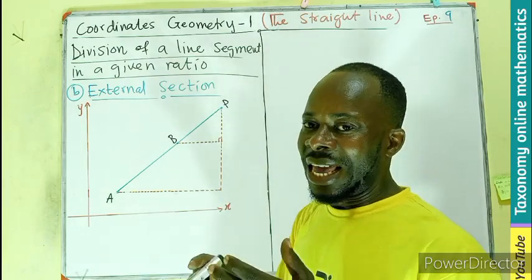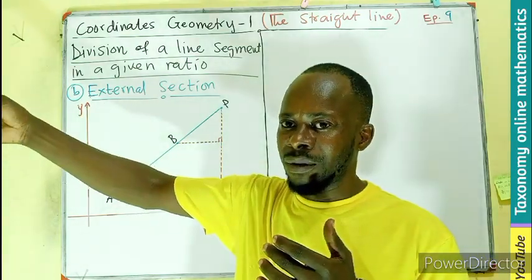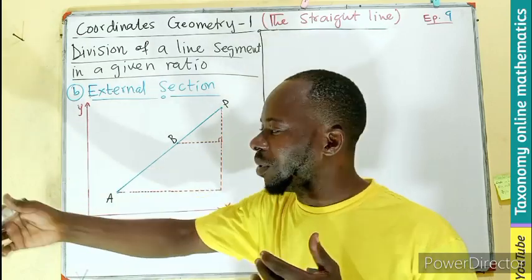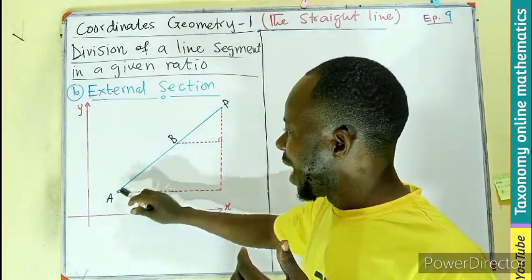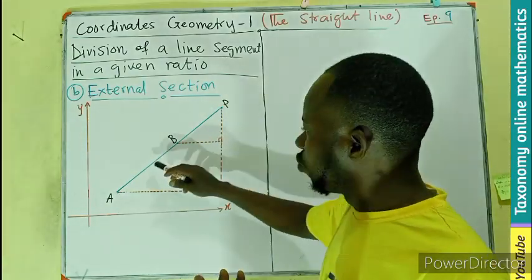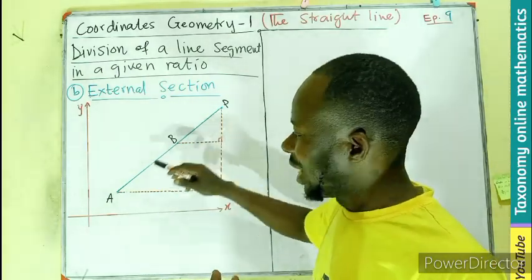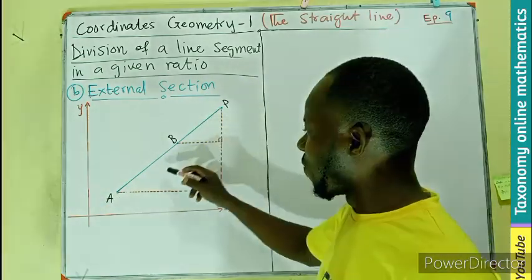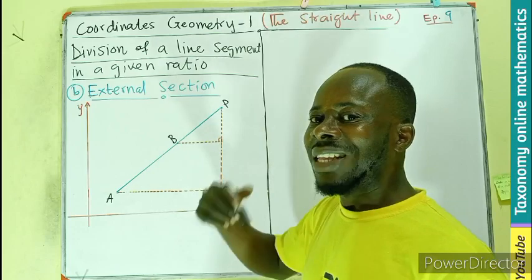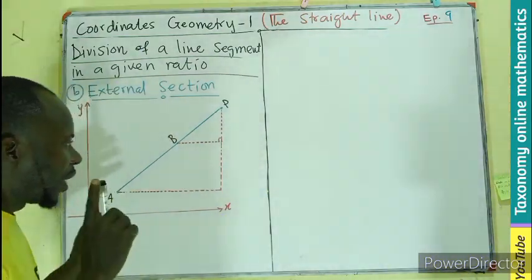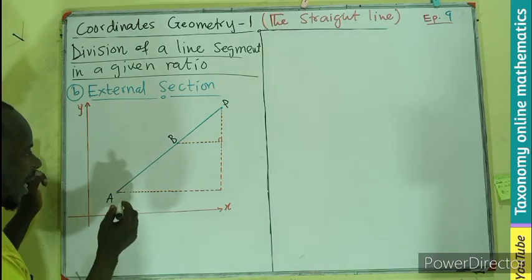That is, the line is extended 4 centimeters. If the line is extended 4 centimeters and the distance between A and B is 2, then it means from here to here will be 2 plus 4, making 6. So A to P will be given as 6. Here will be 4, here will be 2. That's external division.